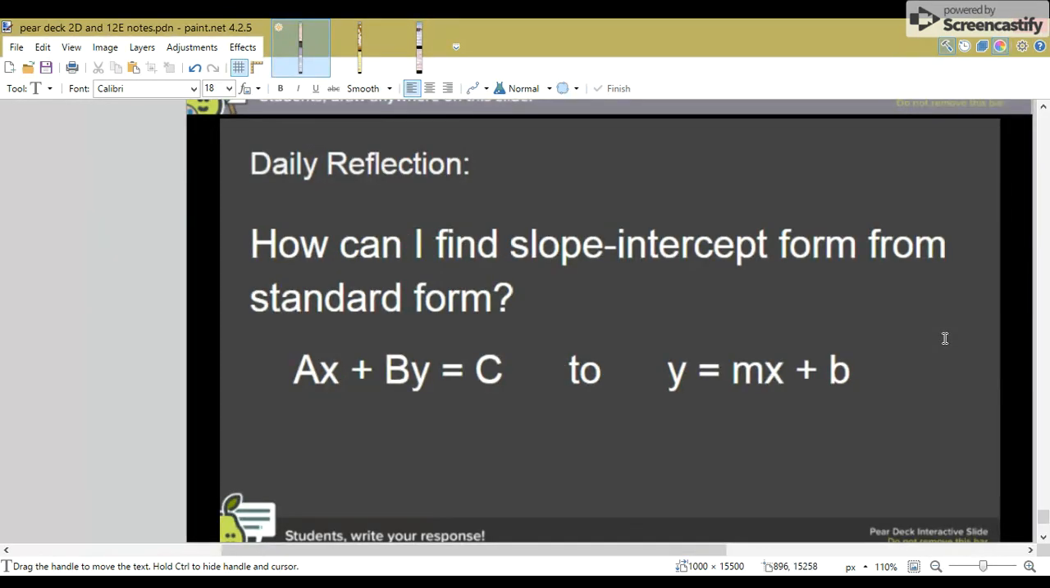On your Pear Deck slide, type your daily reflection. How can I find slope-intercept form from standard form? How do you change from ax plus by equals c to y equals mx plus b? Type your responses on your Pear Deck. Use complete sentences.